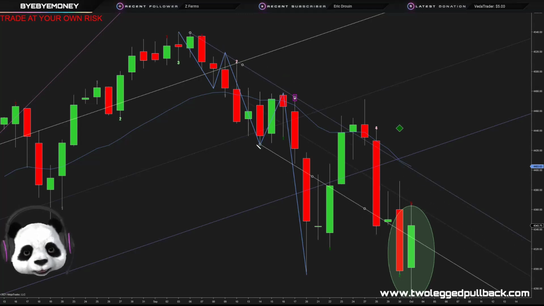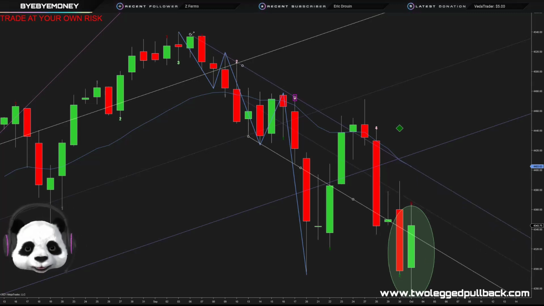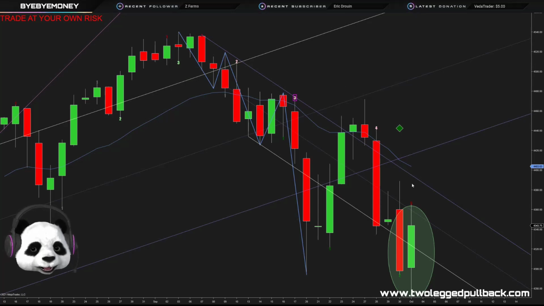Now I'm going to just draw a small channel here. And this is the downtrend. For me, this is a confirmed downtrend. And I will continue to think it's a downtrend until proven otherwise. And so we have a downtrend here.